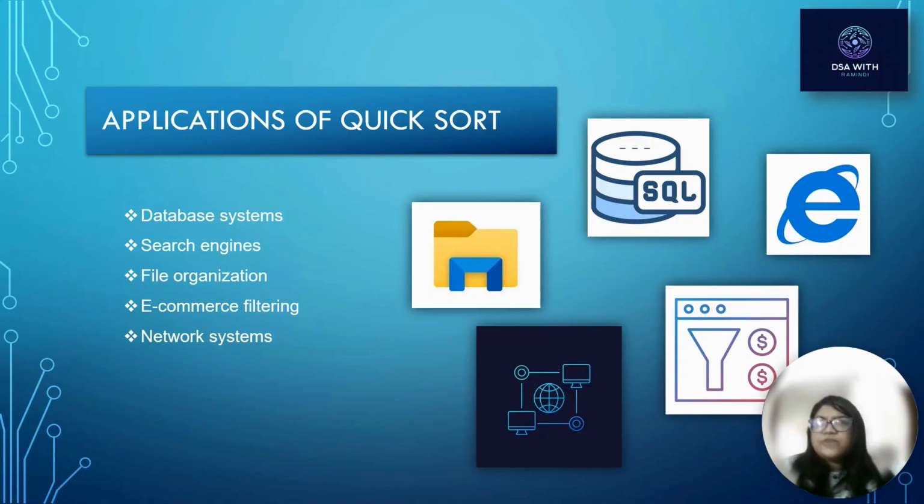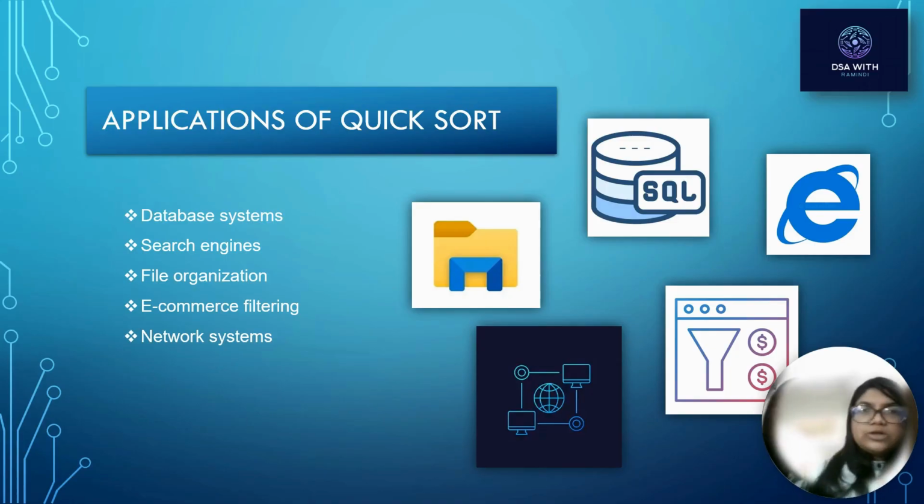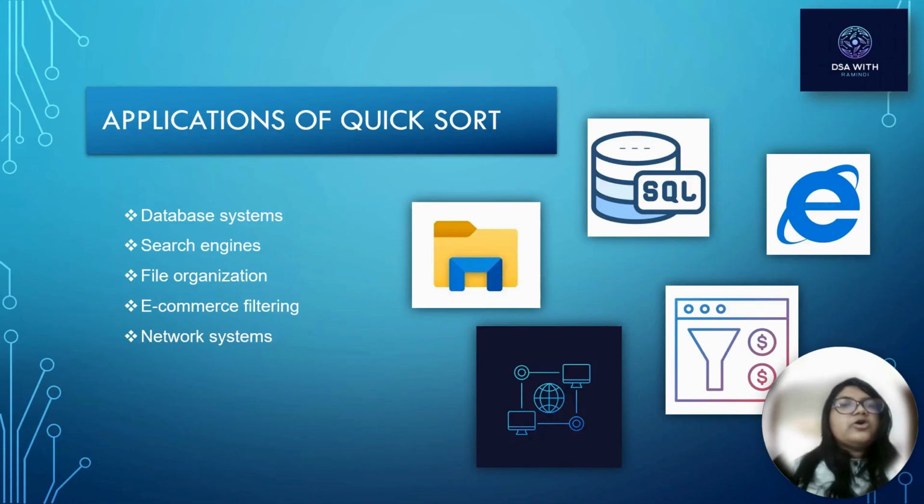Because it's highly efficient, quicksort is an absolute industry favorite. It is used under the hood of enterprise database systems to index and query millions of records. It helps search engines sort and rank websites in milliseconds. It's used by your operating system's File Explorer to organize files by date or size, and it powers the sorting filters on your favorite e-commerce platform so you can shop effortlessly.